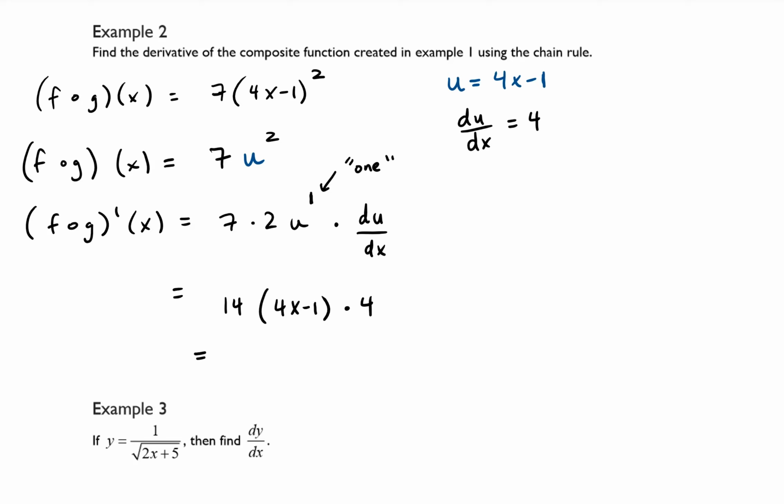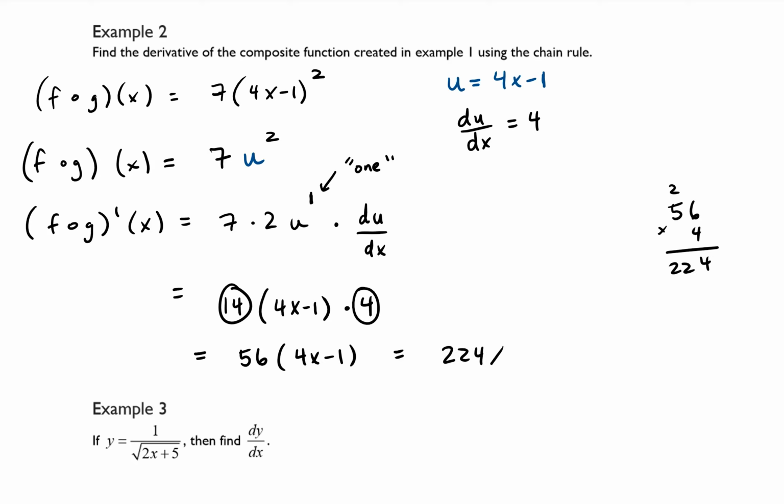So 4 times 14 is 56. I multiplied this number and this number together, and then from there, if we distribute the 56 in, 56 times 4 is 224x minus 56. And this is the same thing that we got earlier in example 1 when we used the product rule. So the chain rule gives us the same answer as well.